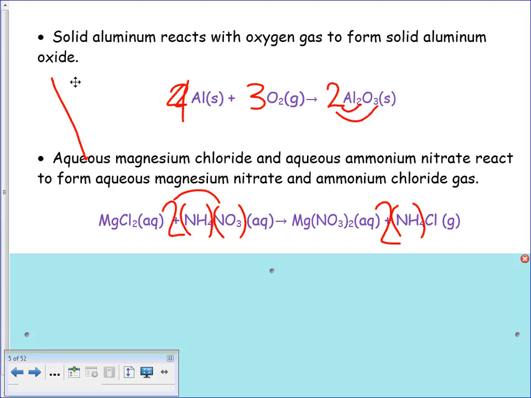So sometimes you can do it by individual element like magnesium and chlorine, but if you have a polyatomic and you want to consider it as a whole, it is totally fine to do that. Generally, our polyatomics do not get broken up, so they're not going to change.